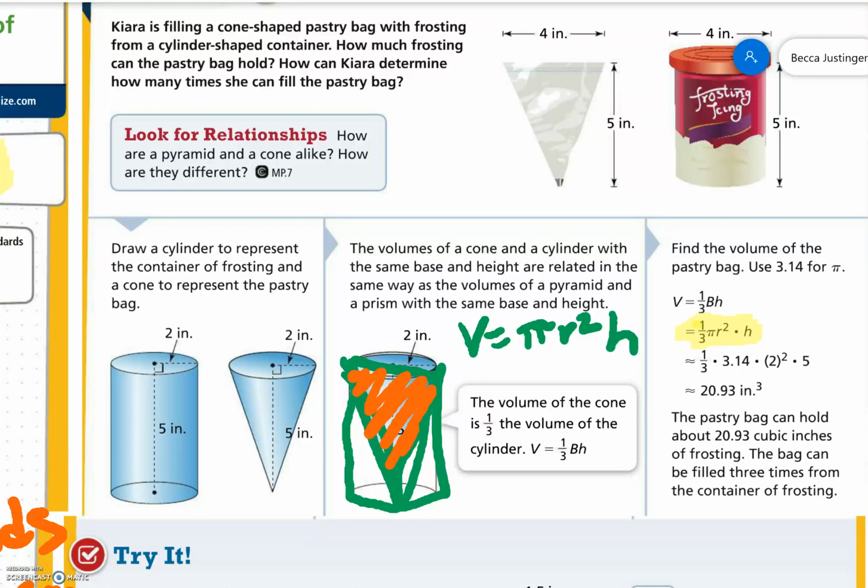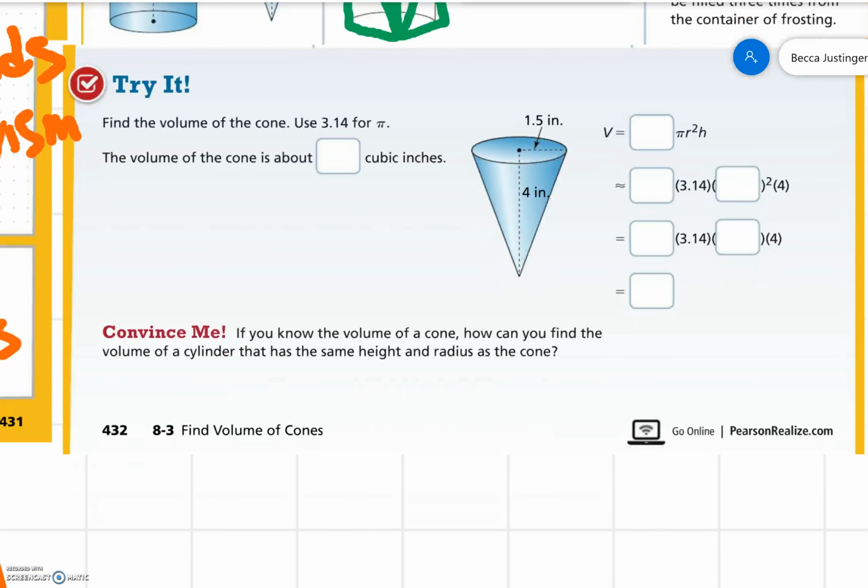Then we just use our steps. We identify the variables, plug them in, use the exponents, and multiply. So the pastry bag can hold about 20.93 cubic inches of frosting. The bag can be filled 3 times from the container of frosting. Find the volume of the cone, use 3.14 for pi. So remember, the volume of a cone is 1/3 pi r squared h.